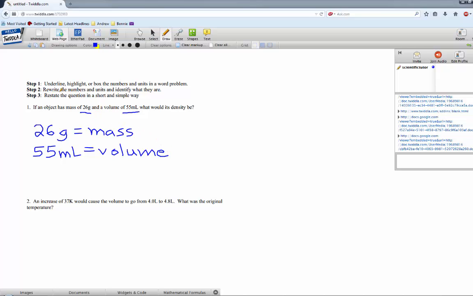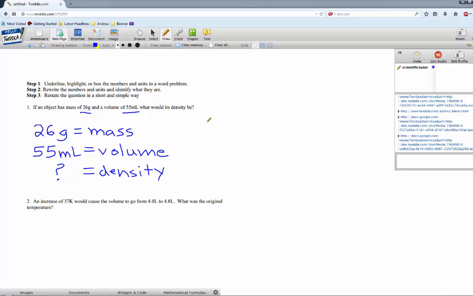Then step 3, restate the question in a short and simple way. Let's look for the question. You always look for the question keyword, what? What would its density be? So I'm looking for the density. Density equals, and the way I like to represent it is a question mark, so I know I'm searching for this.